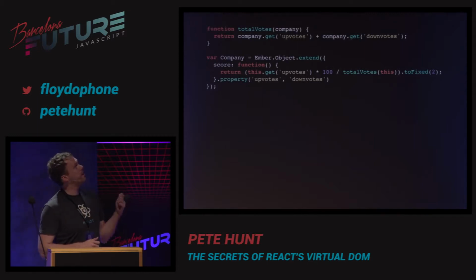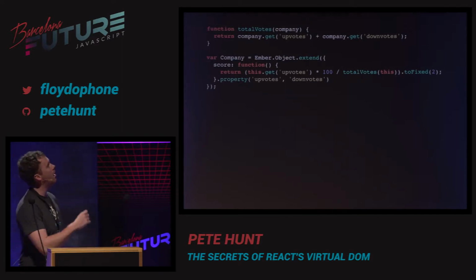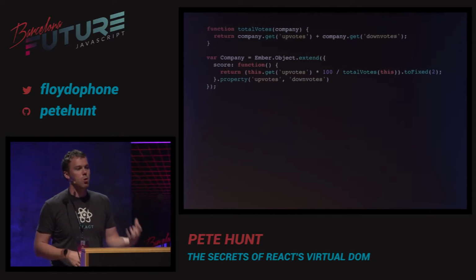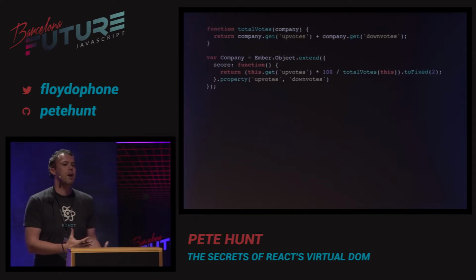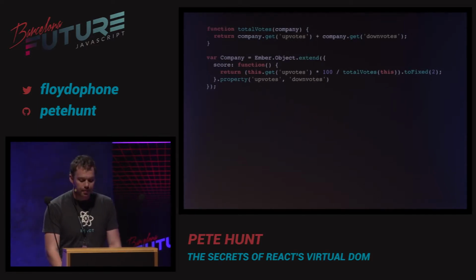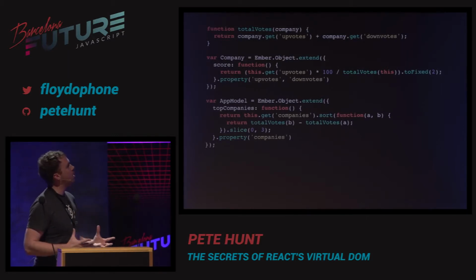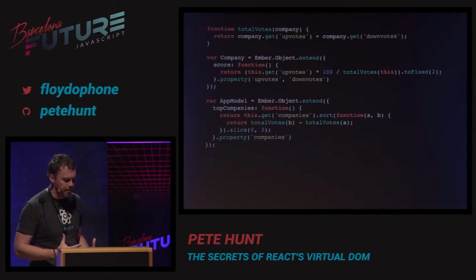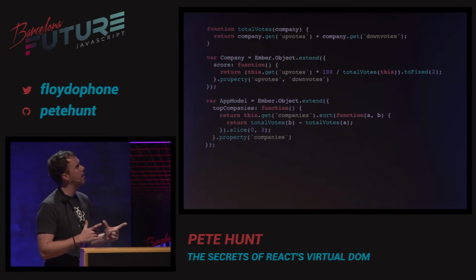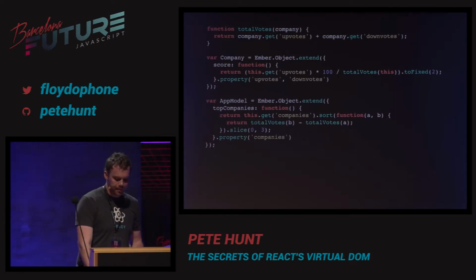Now, take a look at this dot property right there. That indicates that it's a computed property. And this tells the system, hey, whenever the upvotes or the downvotes change, make sure that we recompute this score computed property. And when that score computed property recomputes, it will update the DOM as well, because it has things observing it as well. So moving on, we build our overall application model, which has that top companies array. The way that we implement this is we have this companies raw array, and we sort it by the total number of votes. And we slice off the top 3.